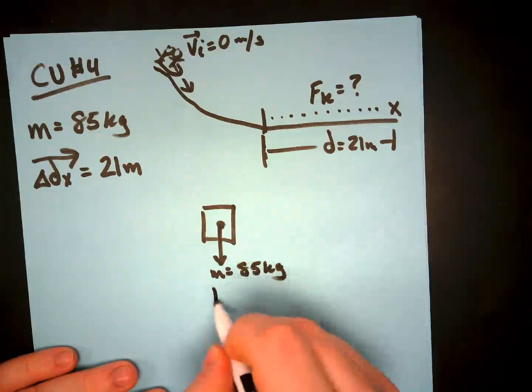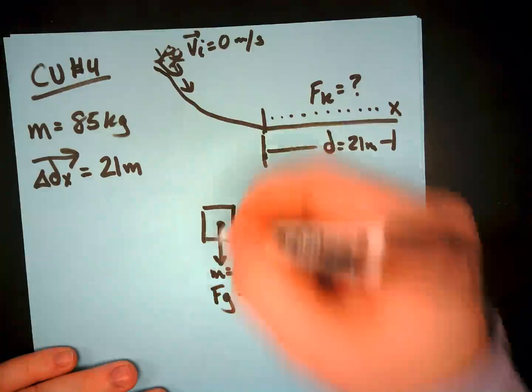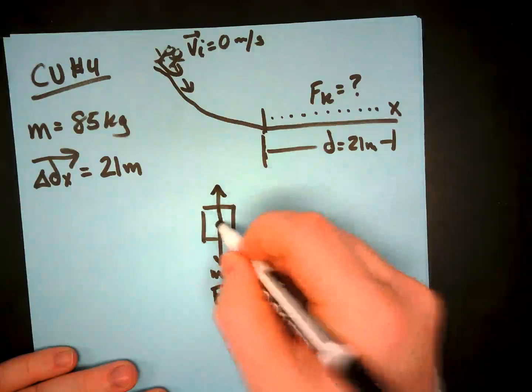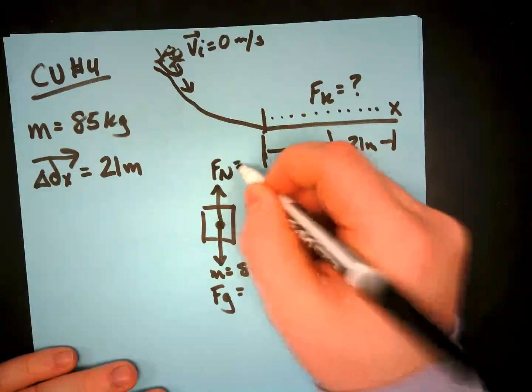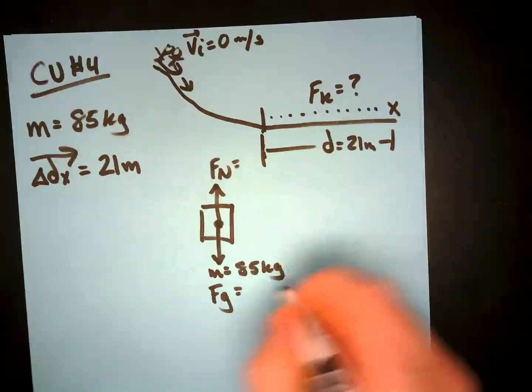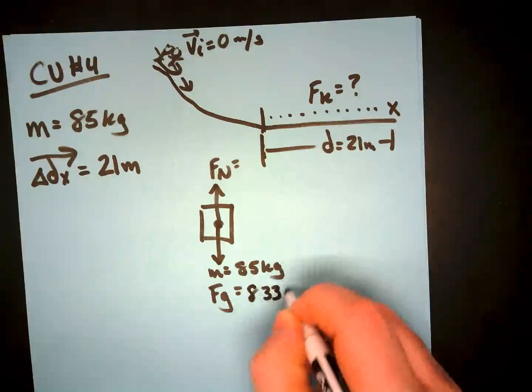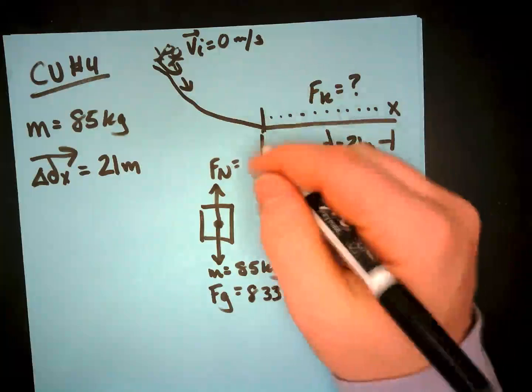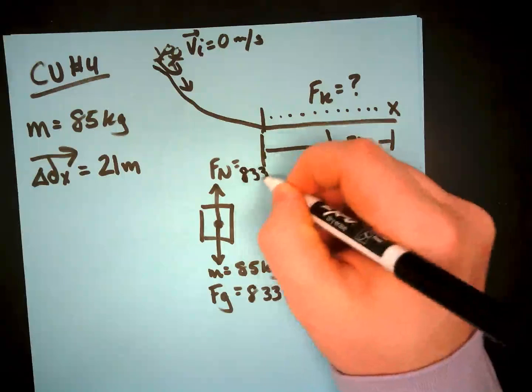Okay, which then also means that we do have gravitational force, which also means then we do have normal force. Just real quick, to calculate it, it'll be 85 times 9.8. So that means that we've got 833 newtons, both for the gravitational force and also the normal force.